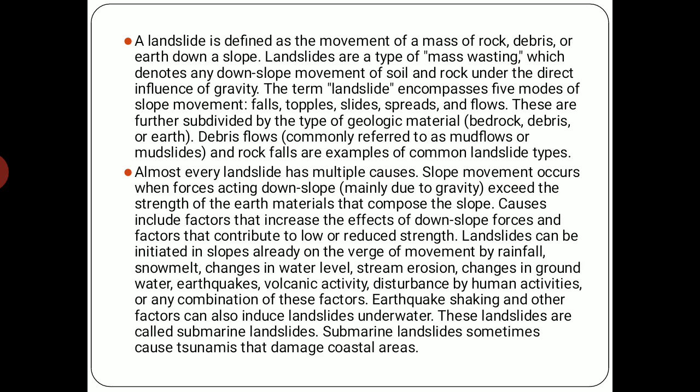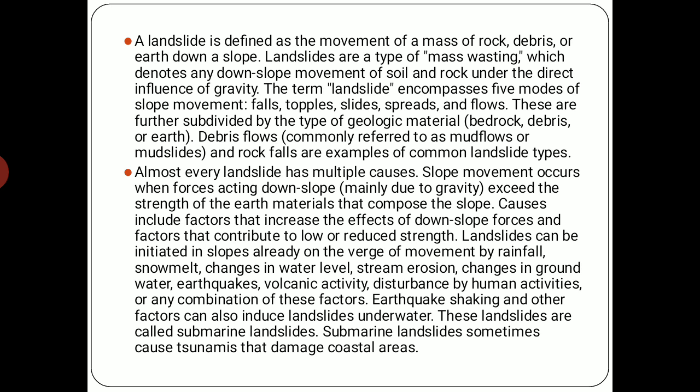But in a normal form, what is landslide? Landslide is the movement of rocks, debris or earth down the slope, right? They come rolling down the slope and result from the failure of the materials which make up the hill slope. When the hill is intact, then it is a hill, but when it starts falling in the form of a slope or rolls down, it becomes a landslide, or the event is known as a landslide, right? So a landslide can be defined as the movement of a mass of rock, debris or earth down a slope. Again, landslides are a type of mass wasting, which denotes any downslope movement of soil or rocks under the direct influence of gravity. That means it comes from top to bottom, right?